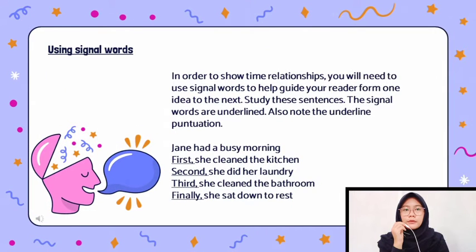Alright, we move to the next material, using signal words. In order to show time relationships, you will need to use signal words to help guide your reader from one idea to the next. Study these sentences. The signal words are underlined, also note the underlined punctuation.